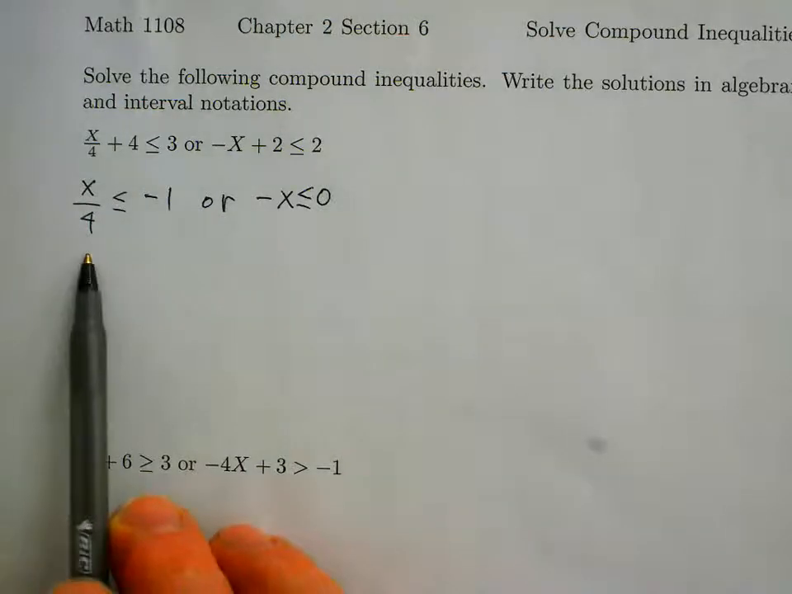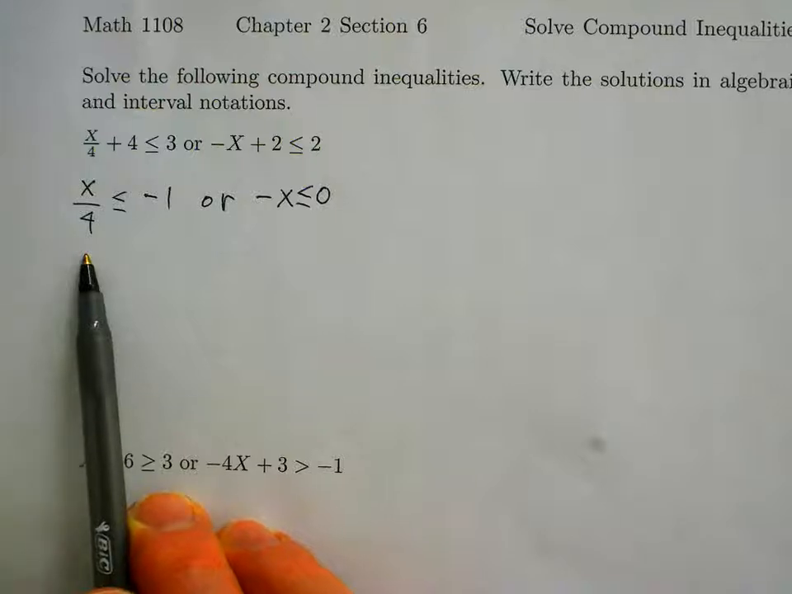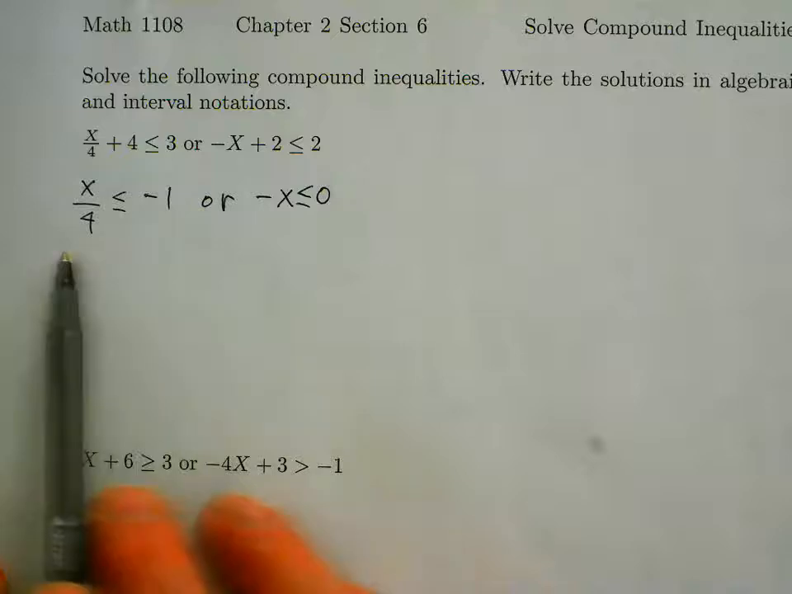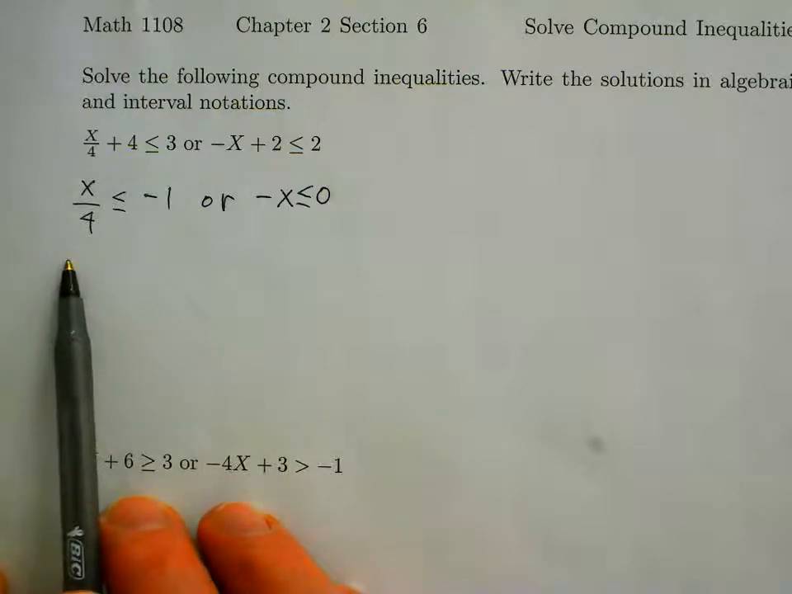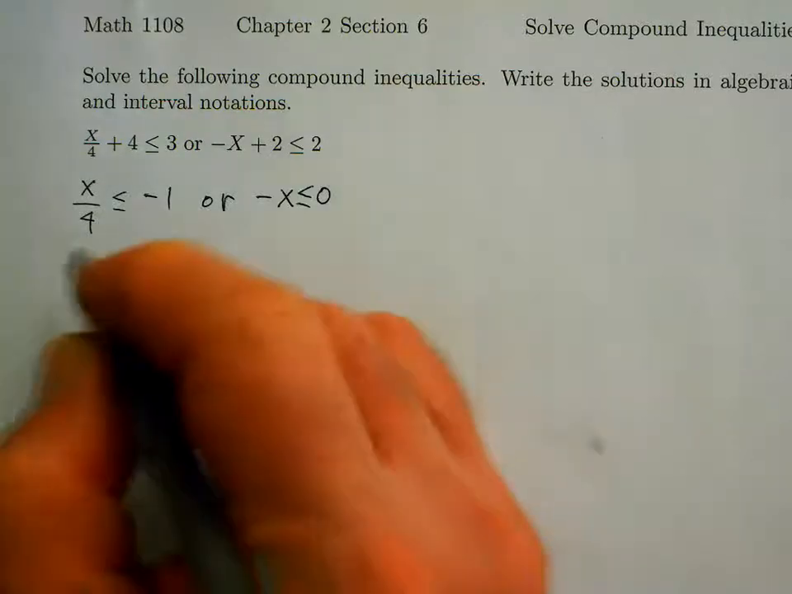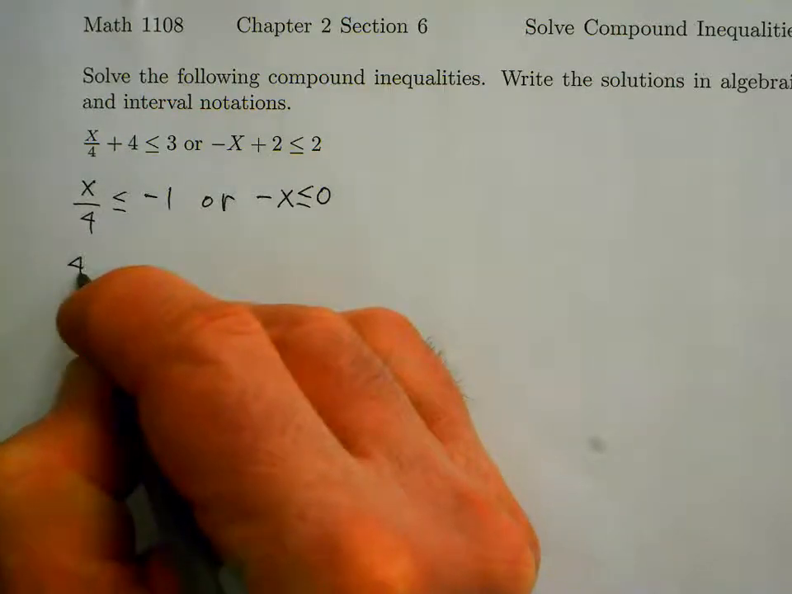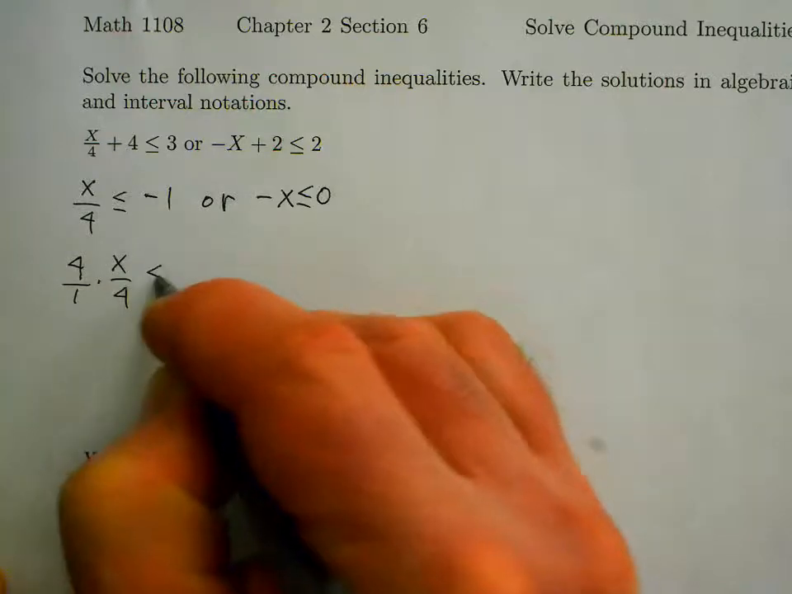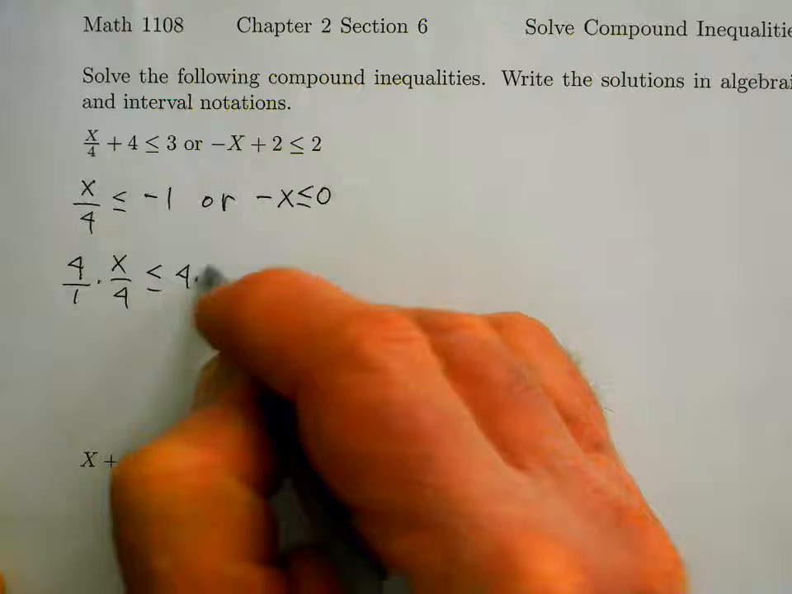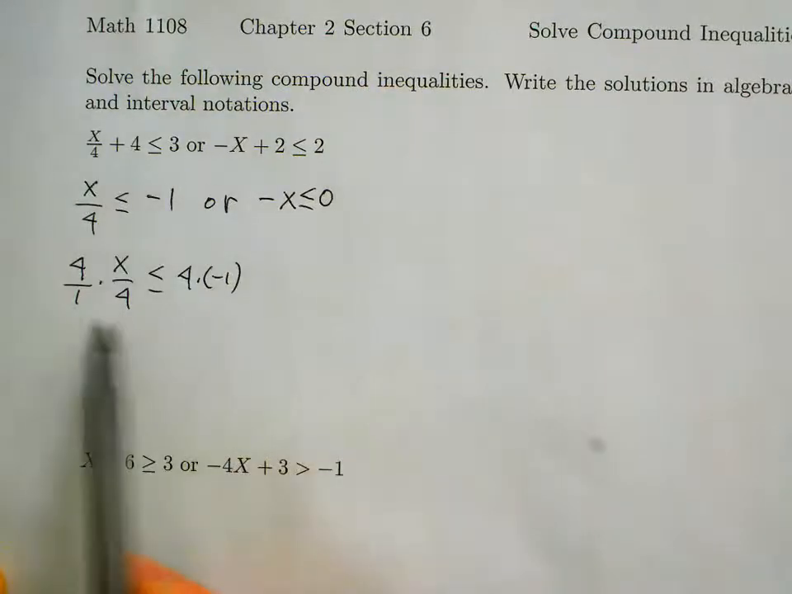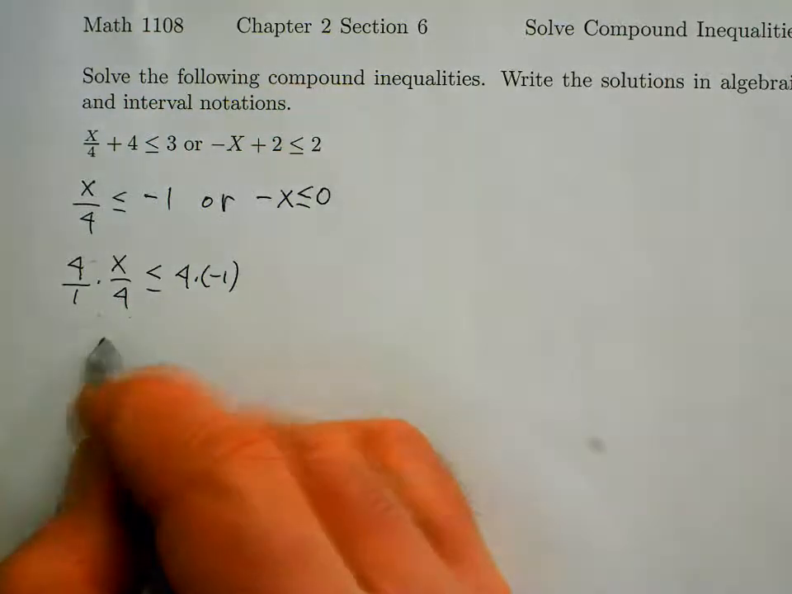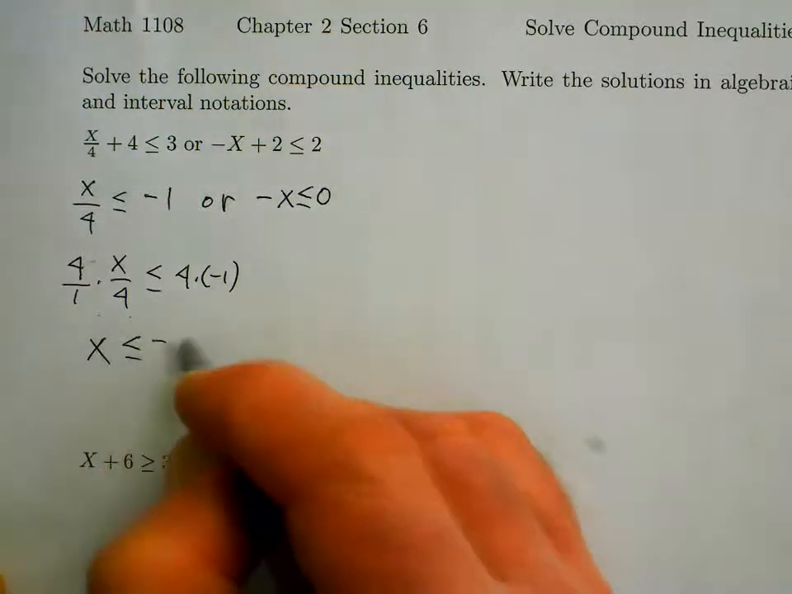Okay, now x over 4 is less than or equal to -1. So to solve for x, we can multiply both sides by 4. So I'll write a little bit of detail. Multiply both sides by 4, or 4 over 1, less than or equal to 4 times -1. And then 4 over 1 times x over 4, the 4's cancel, so we just get x is less than or equal to -4.